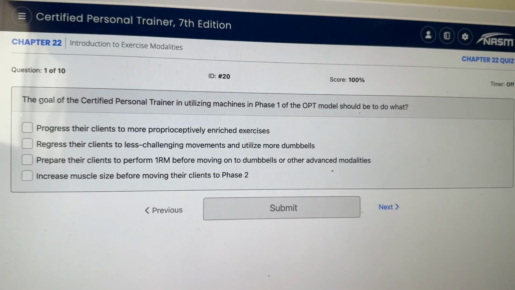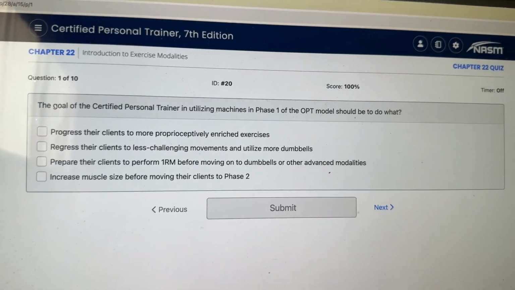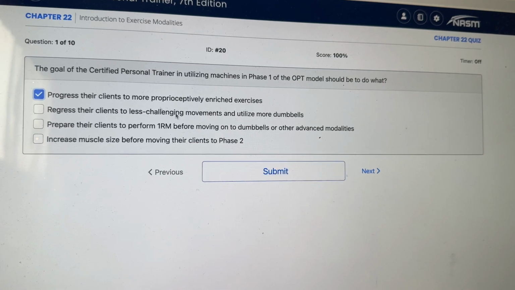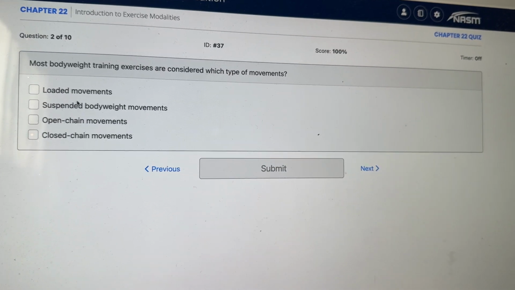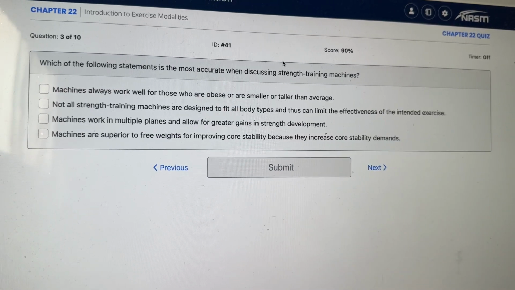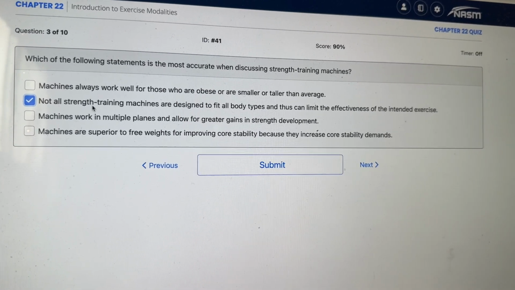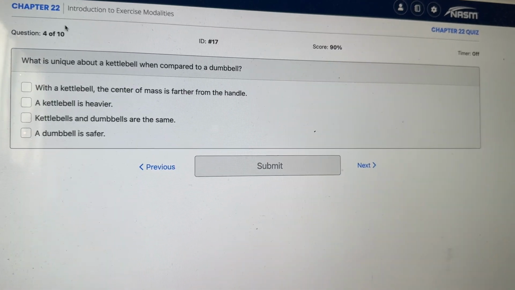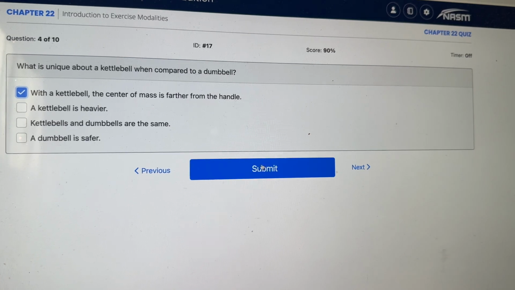Here we go. The goal of the certified personal trainer in utilizing machines in phase 1 of the OPT model should be to do what? I think it's progress their clients to more proprioceptively enriched exercises. Most bodyweight training exercises are considered which type of movements? I think it's loaded movements. Which of the following statements is the most accurate when discussing strength training machines? Not all strength training machines are designed to fit all body types and thus can limit the effectiveness for the intended exercise. What is unique about a kettlebell when compared to a dumbbell? With a kettlebell, the center of mass is farther from the handle.